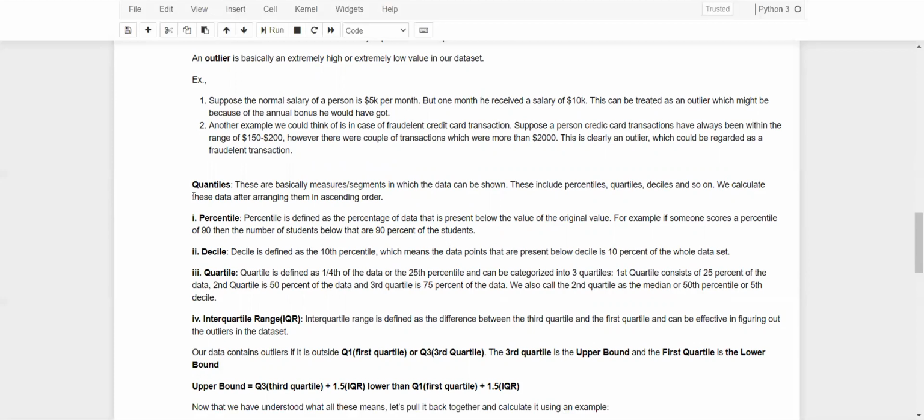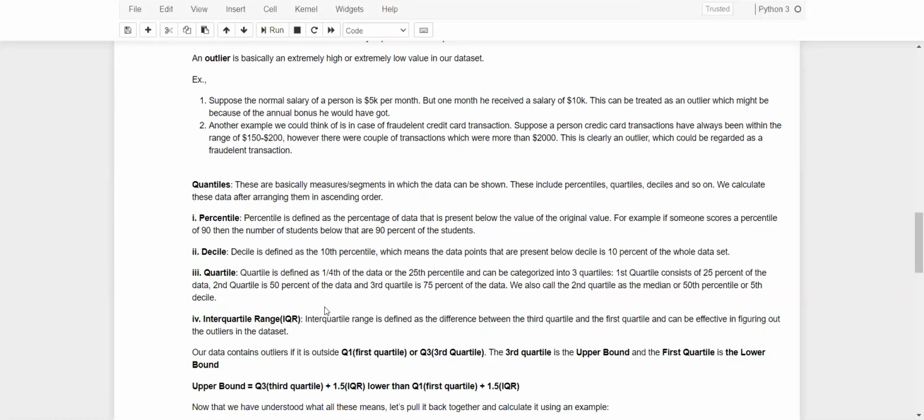And then let's understand decile. Decile is defined as the 10th percentile, which means the data points that are present below decile are 10% of the whole data set. And then quartile, as the name suggests, is defined as 1/4 of the data, which is the 25th percentile. And this basically can be categorized into three different quartiles, which are the first quartile, second quartile, and the third quartile. The first quartile is 25% of the data. The second quartile is 50% of the data, which is also called the median. And then the third quartile is 75% of the data.